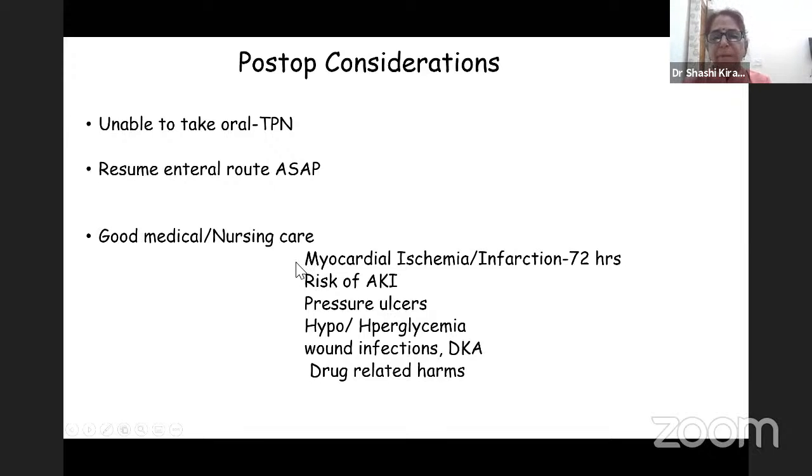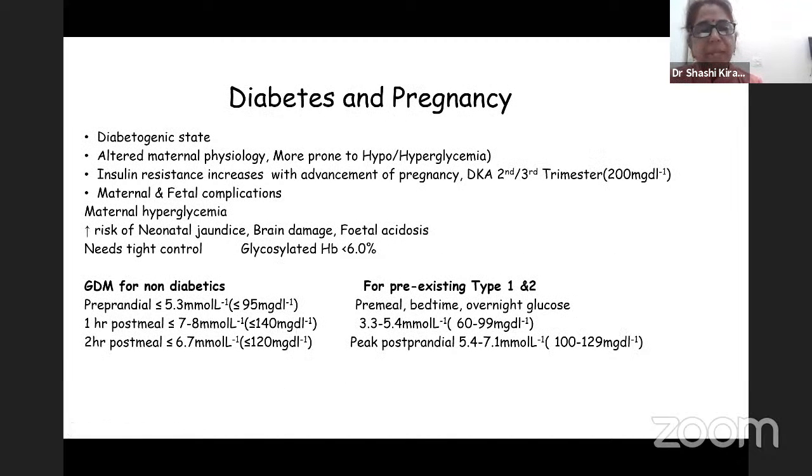Apart from this, good medical and nursing care should be done. There is risk of myocardial ischemia or infarction, specifically till 72 hours following surgery. The risk of AKI, pressure ulcers, hyperglycemia, wound infections, DKA, and drug-related harms can occur. So just a last slide to tell about diabetes and pregnancy.